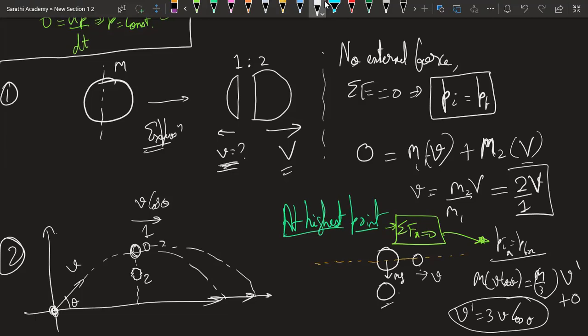Now there can be another question in which they might say that this heavier mass, instead of falling down, retraces. So similar concepts can be applied and solved. Okay.